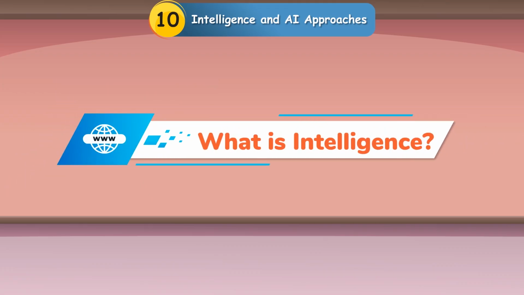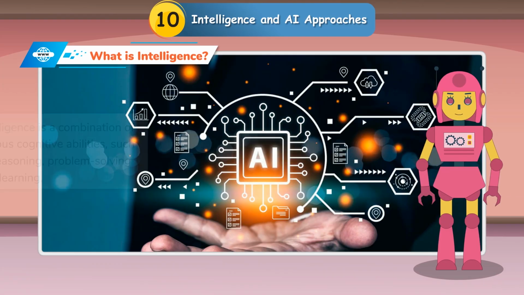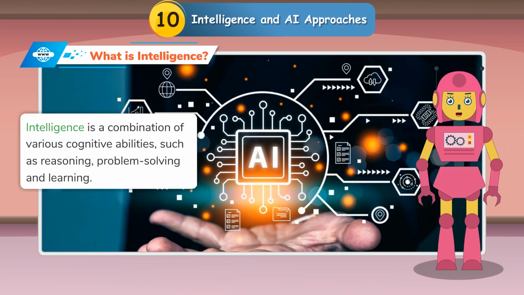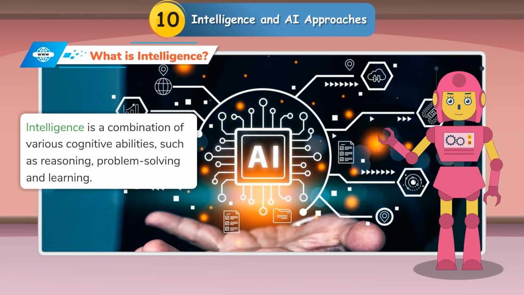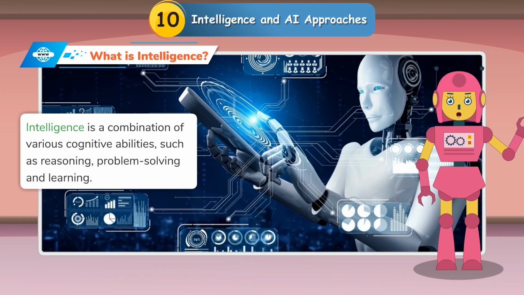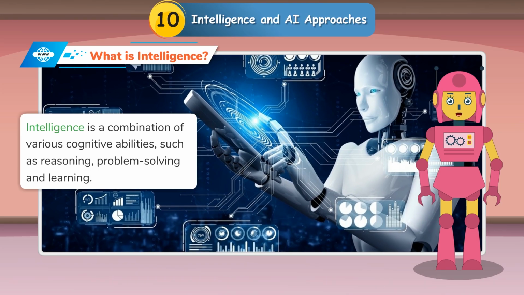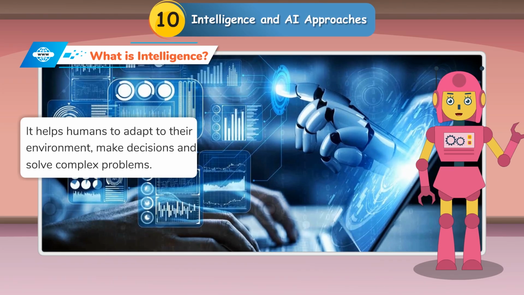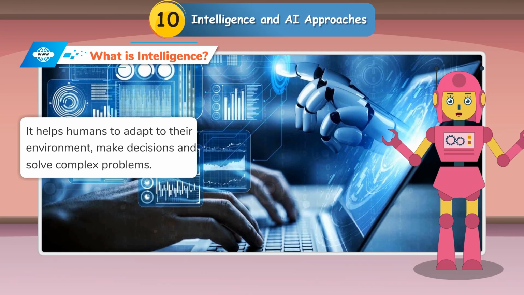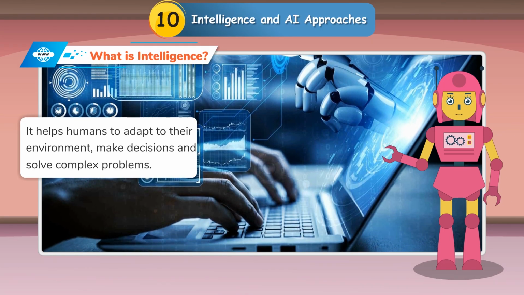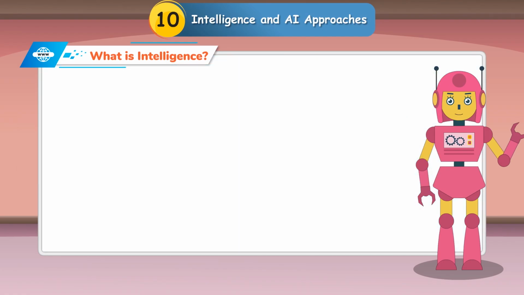What is intelligence? Intelligence is a combination of various cognitive abilities such as reasoning, problem-solving, and learning. It helps humans to adapt to their environment, make decisions, and solve complex problems.